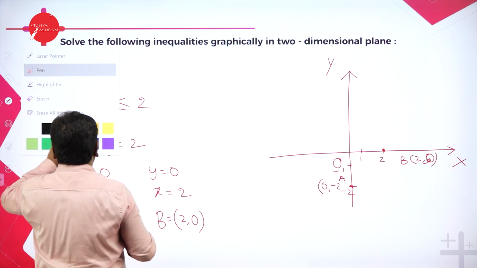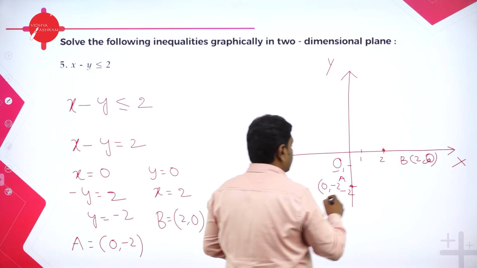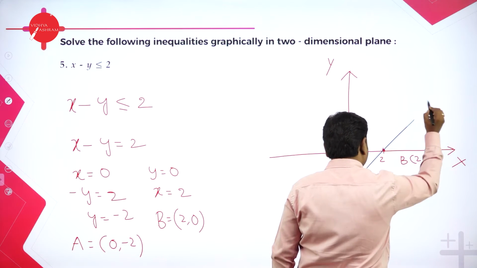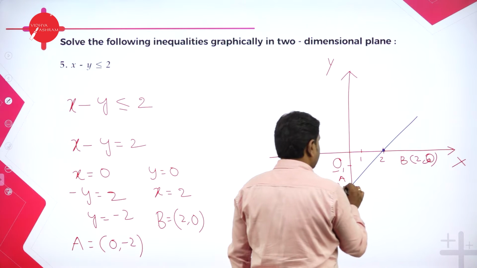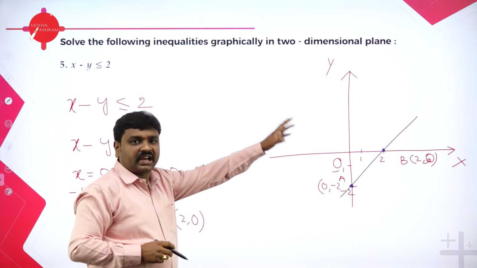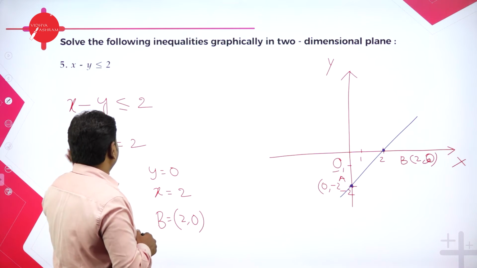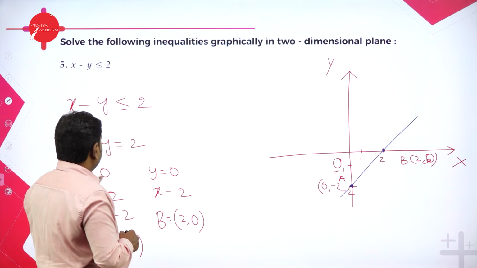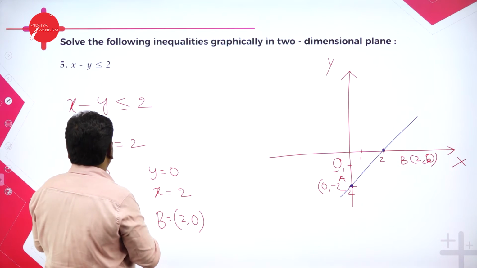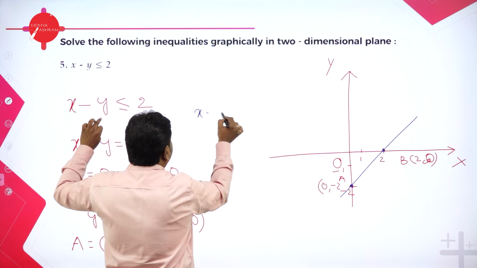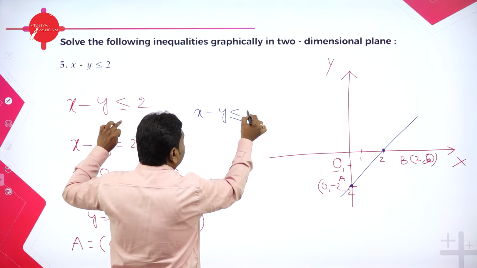And equal to is there. Because I have equal to, I'll draw a line between these two. So this is the line. And I have to draw a thick line because the equal to sign is there. And further, I have to check how to shade. In order to shade, I'll take the inequality. What is the inequality? x minus y less than or equal to 2.